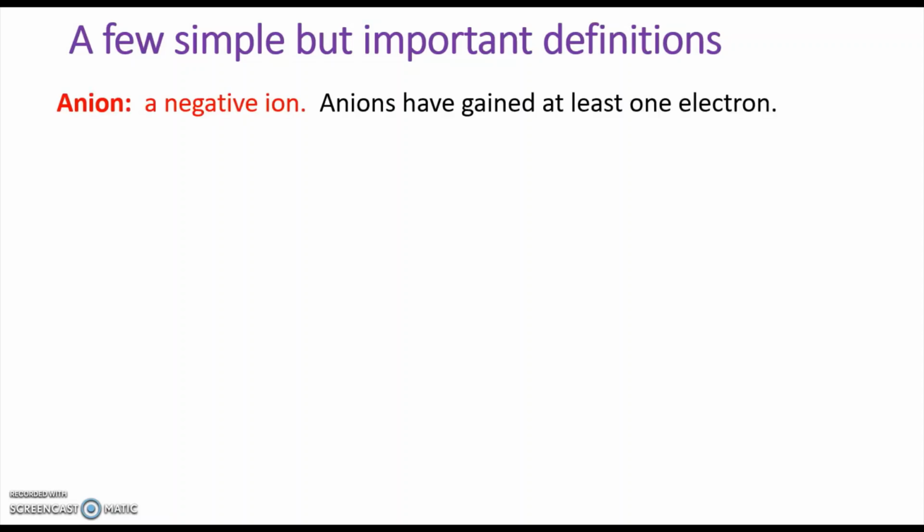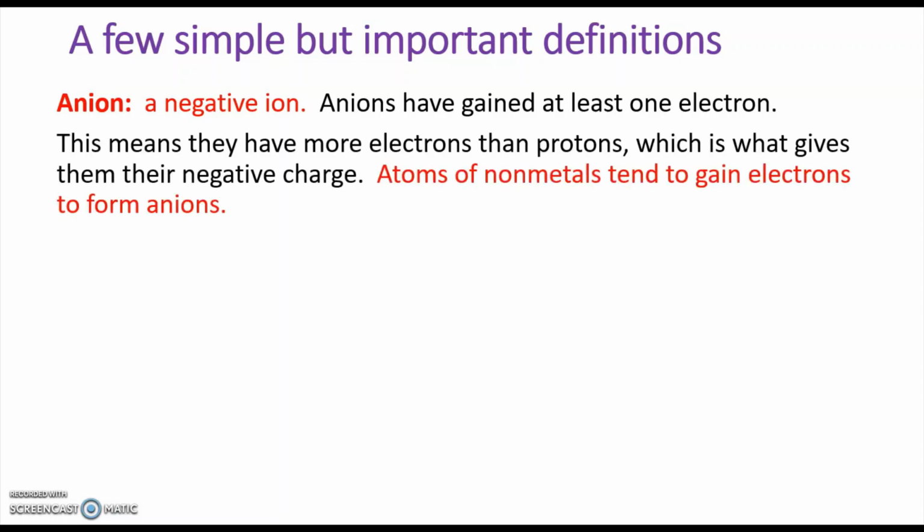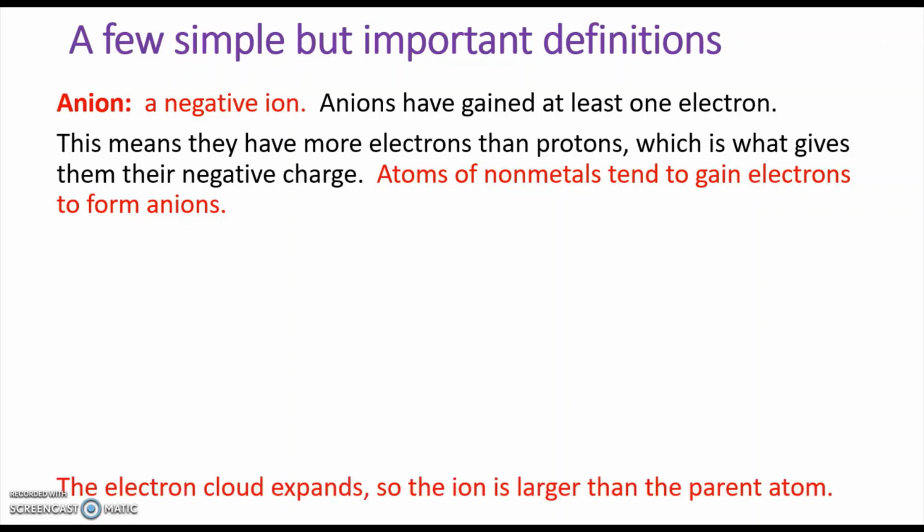A few other things. An anion is a negative ion. Anions have gained at least one electron, which means, of course, they've got more electrons than protons, which, of course, means they have the negative charge. Atoms of nonmetals tend to gain electrons to form ions. And as you would imagine, the electron cloud expands, so the ion is larger than the parent atom. So we're going to, again, kind of represent the outer electron cloud with the purple sphere here. But this time we're going to be adding an electron, and this way it's done a little bit more obvious. The size expands, and you develop a negative charge.